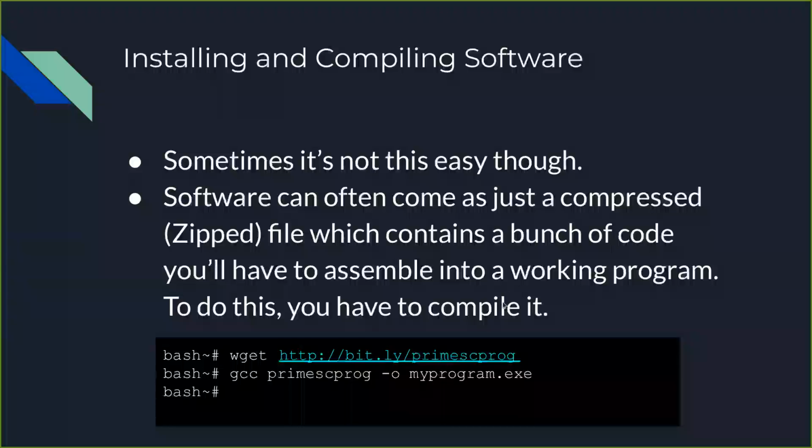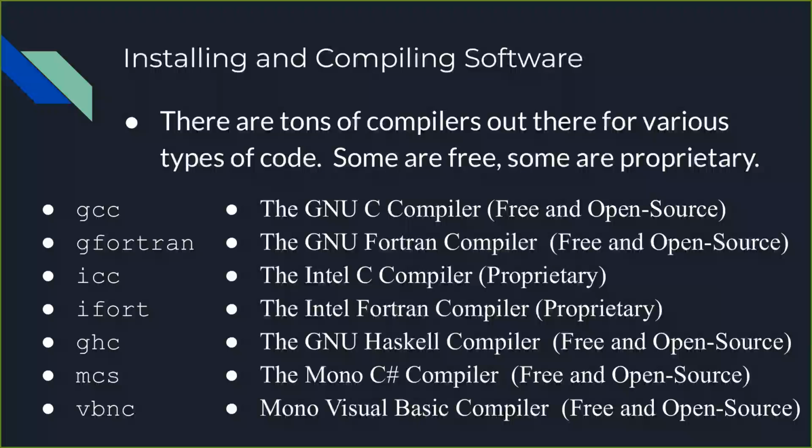So what this essentially means is that at some point, more than likely, you'll have to compile the program. And compiling is just the process of taking a piece of code in a compiled programming language like C, C++, Fortran, or Java, and turning it into a representation that the computer can understand.